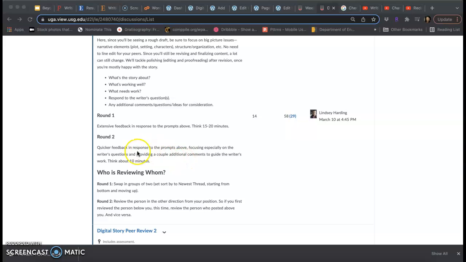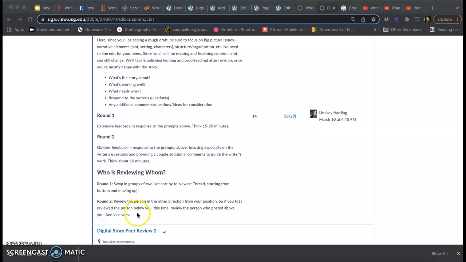And finally, I shared instructions with students about who is reviewing whom. This way, it was clear which of their peers they should plan to peer review. For the first round, I asked them to swap in groups of two, and to do this by sorting the thread so that the newest thread would appear on the top and the oldest would appear on the bottom. And so we always started at the bottom moving up. This way, if students come to class and they haven't yet posted their work for peer review, the students who have submitted their work already are not waiting on them.